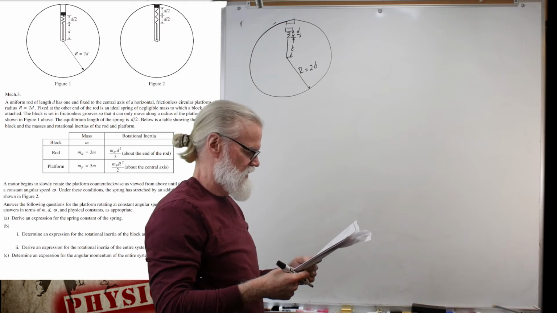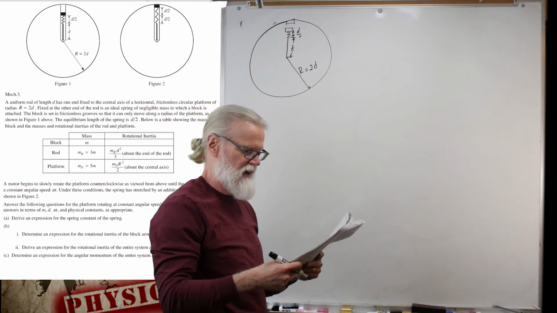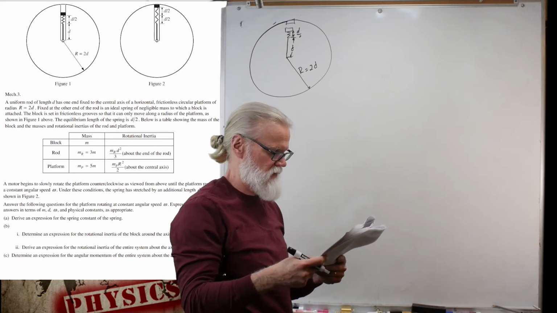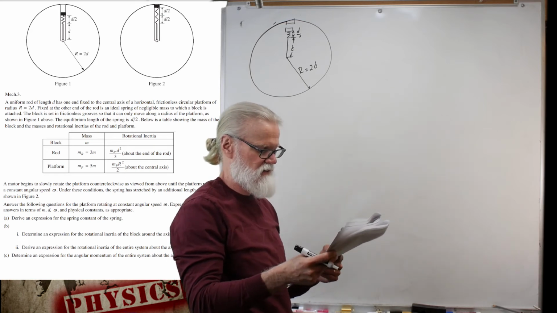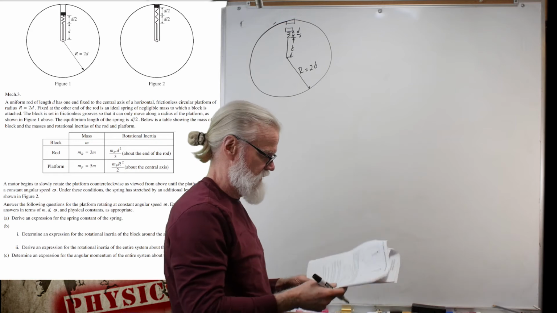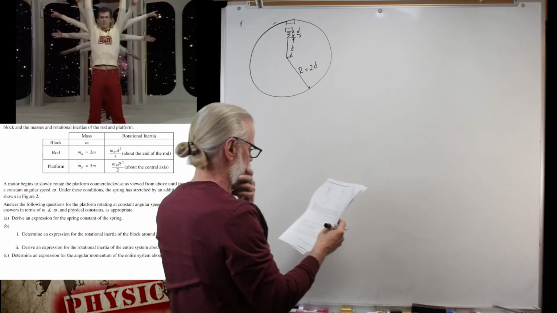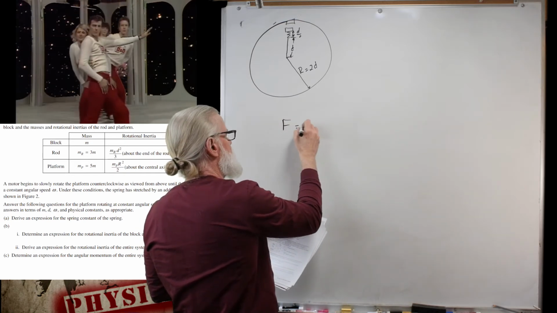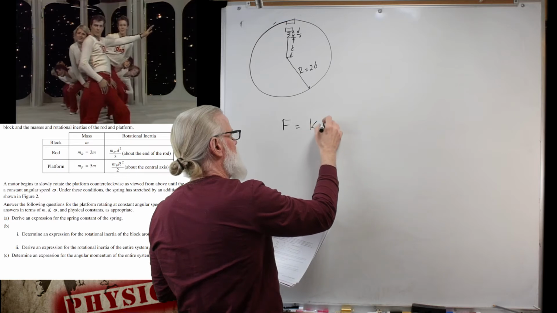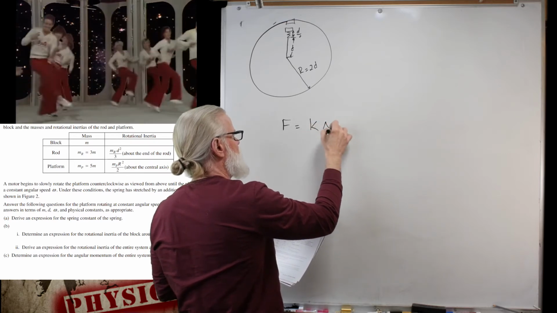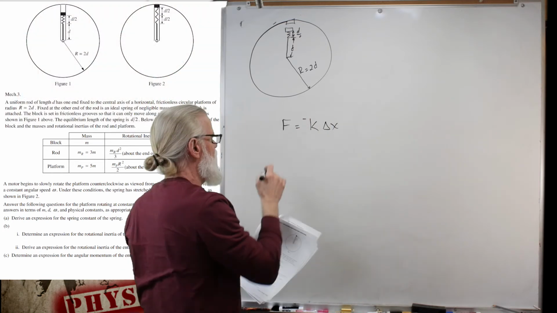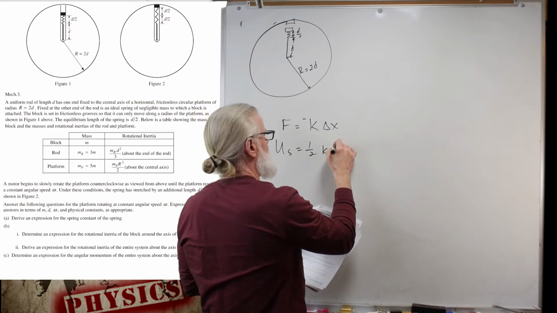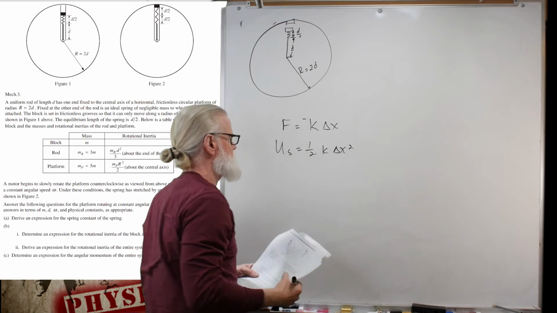Answer the following questions for the platform rotating at constant angular speed omega. Express all algebraic answers in terms of m, d, omega, and physical constants as appropriate. Derive an expression for the spring constant of the spring. All right. Well, we basically have two ways of finding it. We can either use Hooke's law, or 1/2 k delta x squared.